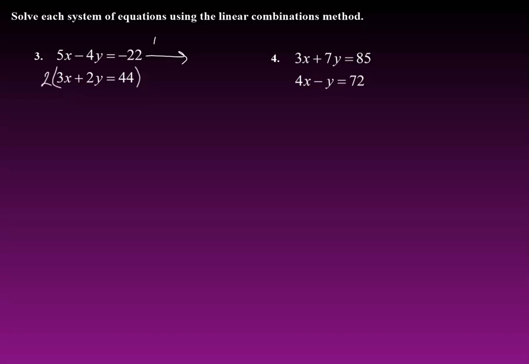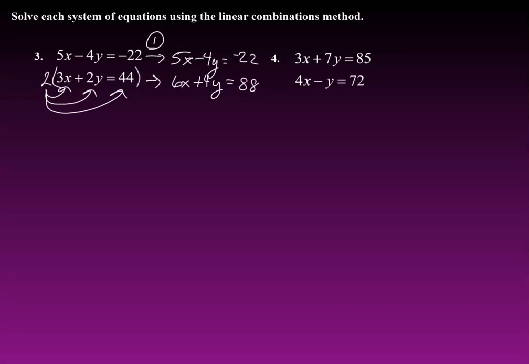Here's my first step. I'm going to bring over the top equation because I'm not doing anything to it. So it's going to be 5x minus 4y equals negative 22. I'm going to multiply the second equation by 2. So 2 times 3x is 6x, 2 times 2y is positive 4y, and 2 times 44 is 88. I've taken this 2 and multiplied it to everything inside the parentheses.